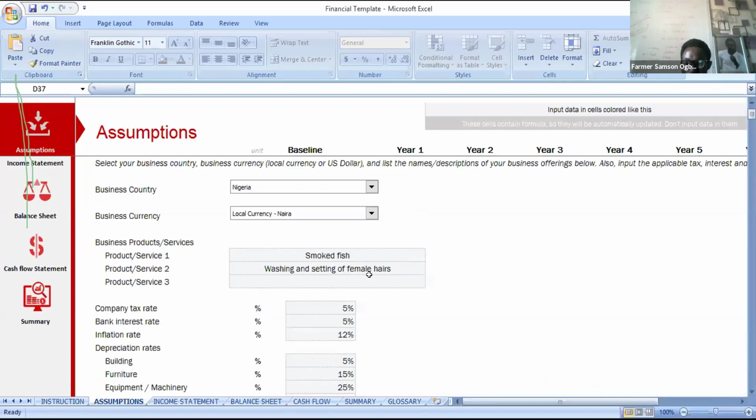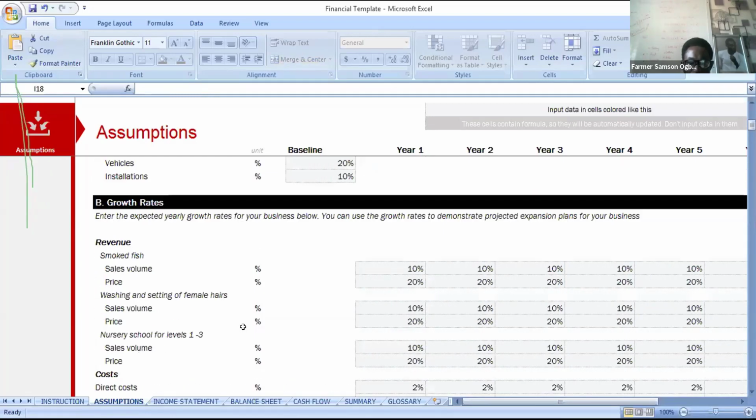Okay, let me add a third one. Somebody wrote school. Let me write nursery school. I think nursery is nursery 1 to 3. Nursery school for ages 1. No, I don't know what age that is. So let me write for levels 1 to 3. I think nursery 1, nursery 2, nursery 3, I hope I'm right. So let's put 3 there. So you see, automatically filled in.